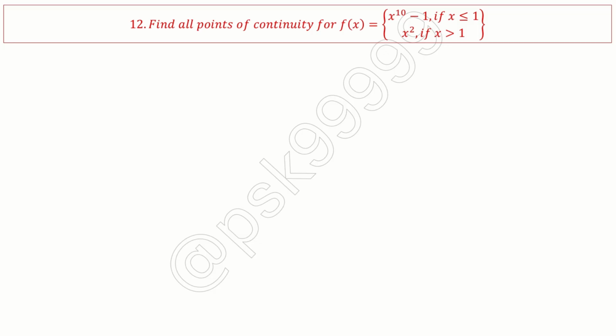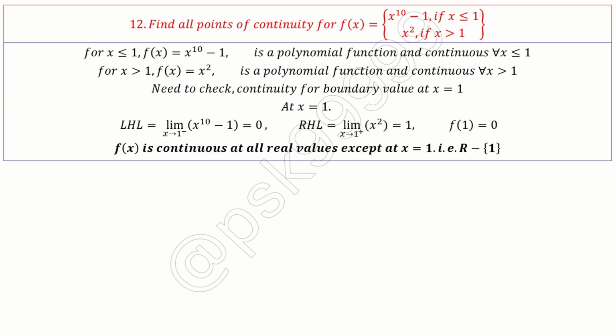Here also the point of contention is at x equal to 1. Otherwise, this is a polynomial, this is a polynomial, they are continuous. So check at x equal to 1. LHL is nothing but 0, but RHL is 1. And f of 1 is also 0. So this is continuous at all real values except at x equal to 1. That is, the continuity domain is R minus 1.